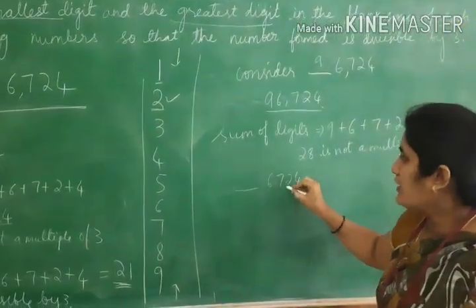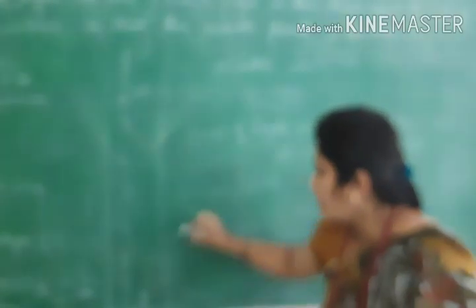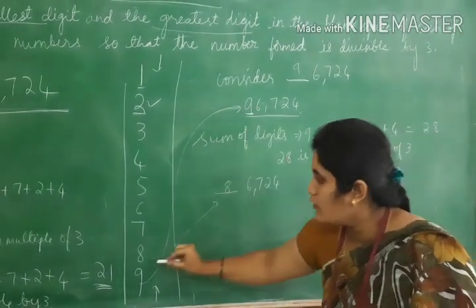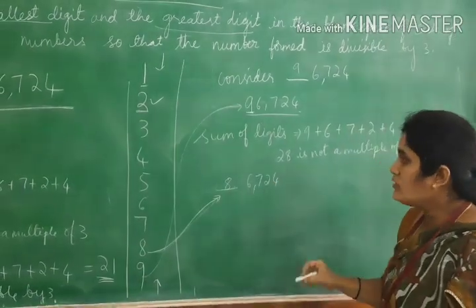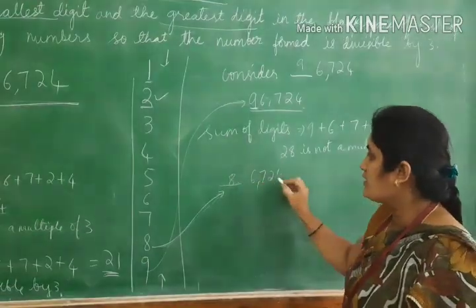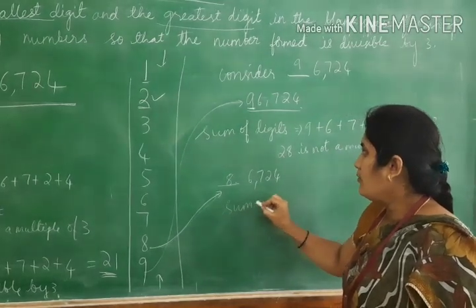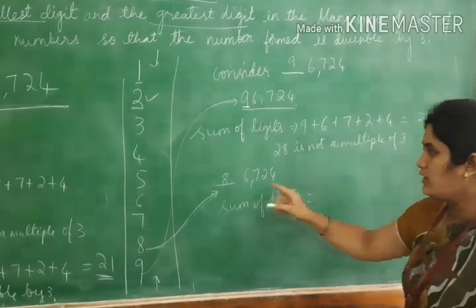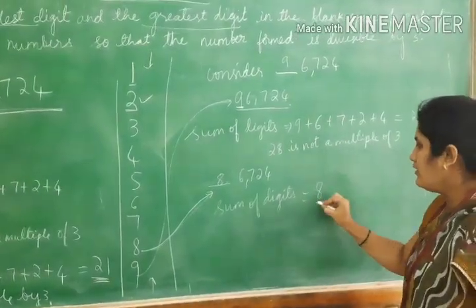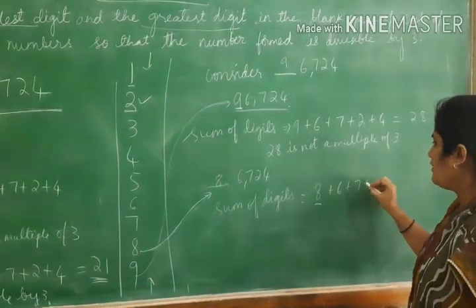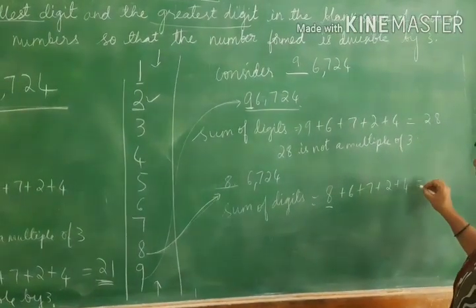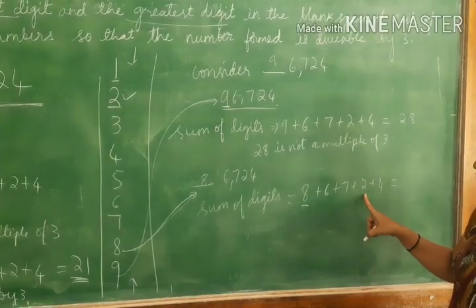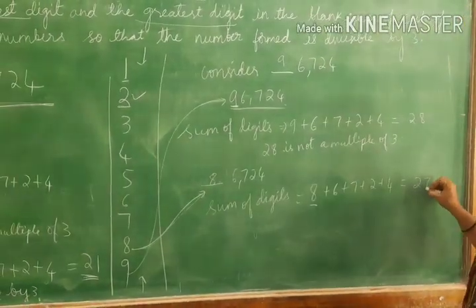Again move on to the next highest, that is 8. First we have chosen 9 here. Now you choose 8 here. If you choose 8, it will become 86,724. Sum of digits of this given number is 8 plus 6 plus 7 plus 2 plus 4. 8 plus 6 is 14, plus 7 is 21, plus 2 is 23, plus 4 is 27.